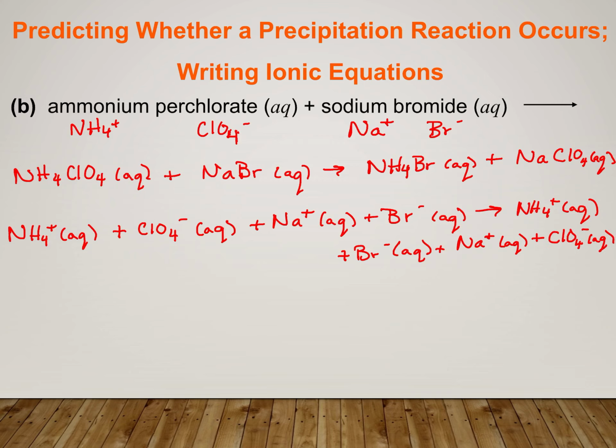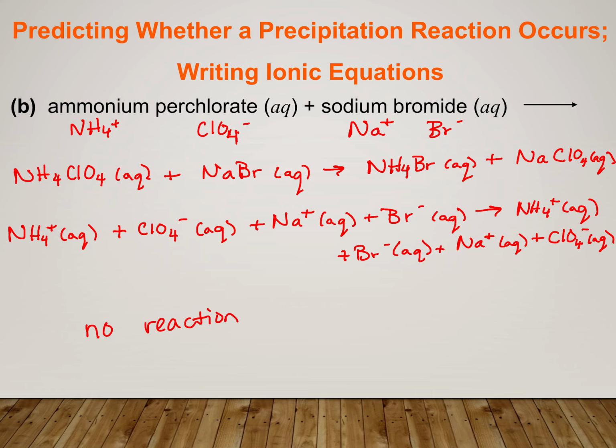All right, so now when it asks for a net ionic equation, we can't write one because there's no reaction that's actually happening. So we would just write no reaction. Okay, those are our 2 examples.